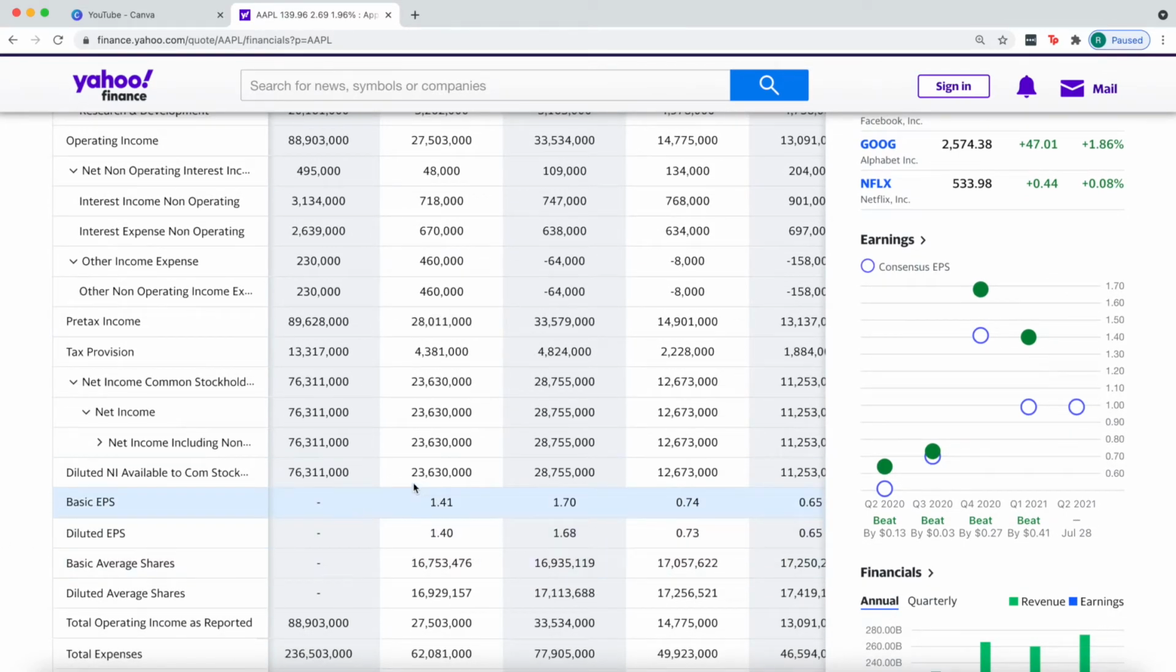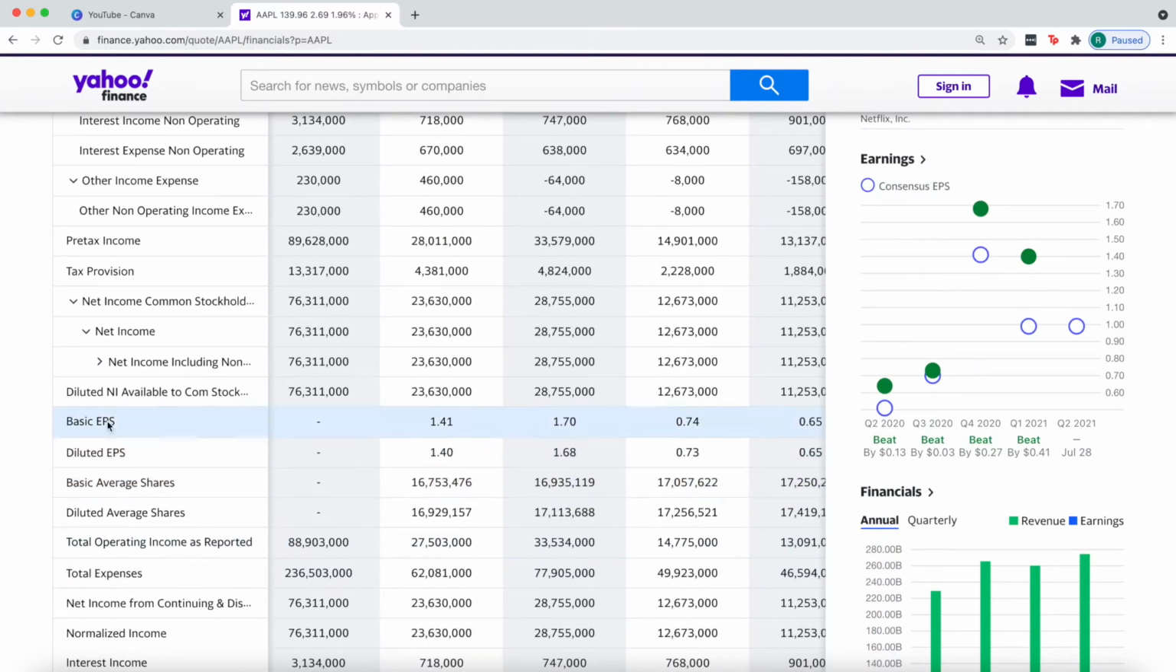Essentially, you can take your net income, which will be your value right here, divided by your basic average shares, and you'll get your basic earnings per share. Because your earnings goes hand in hand with your net income, and your diluted EPS goes hand in hand with your diluted net income. It's not that much of a difference, but at the end of the day, it kind of does matter. So that's essentially your earnings per share.